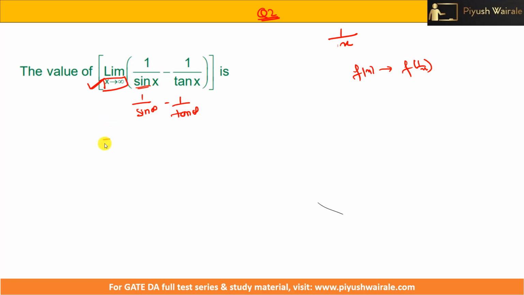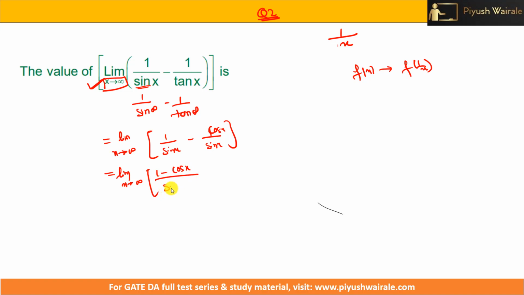So how can we simplify this? Limit x tends to infinity, right? So 1 upon sin x minus 1 by tan x, where tan x is basically sin x upon cos x, right? So sin x upon cos x, right? Now what I can write is limit x tends to infinity, again, 1 minus cos x upon sin x, right?